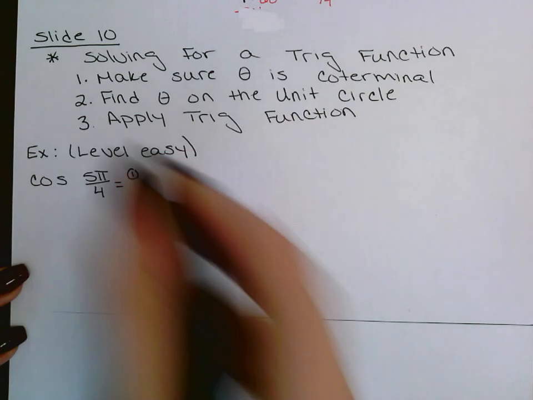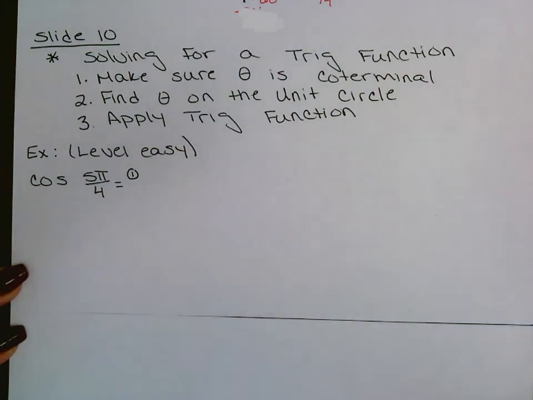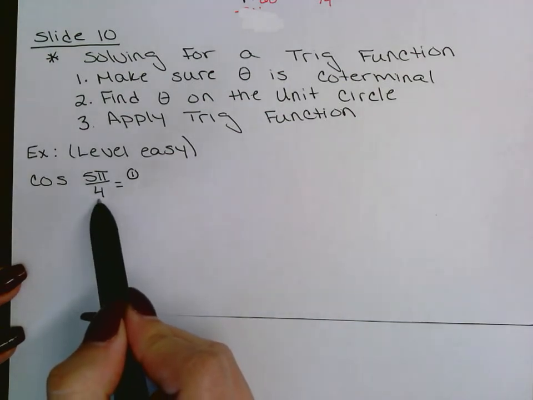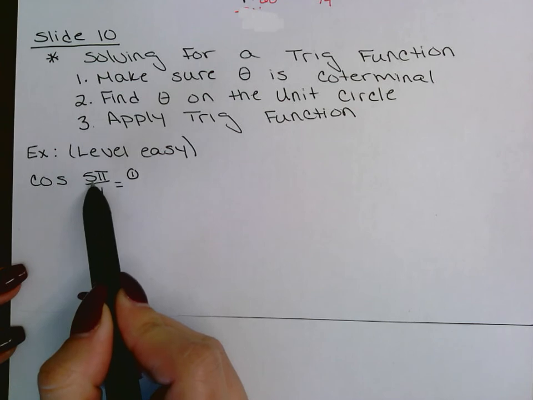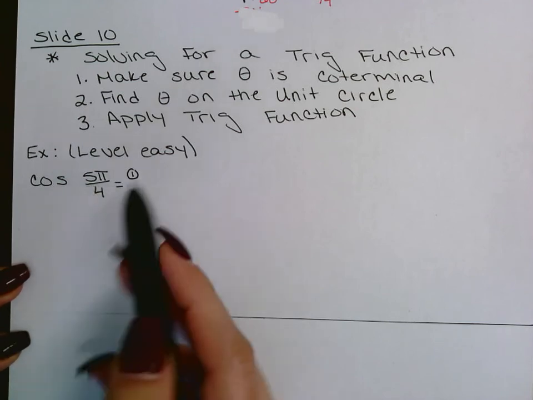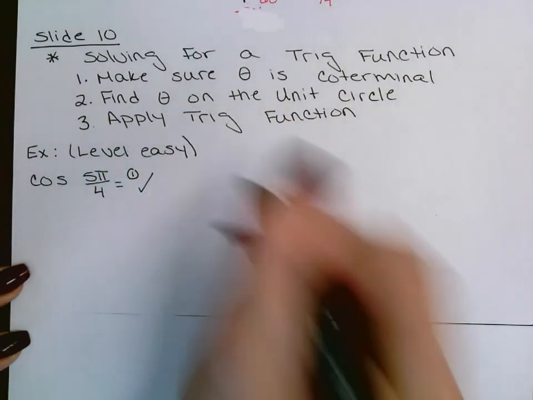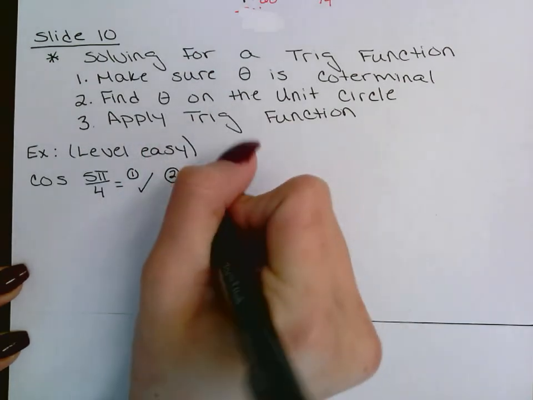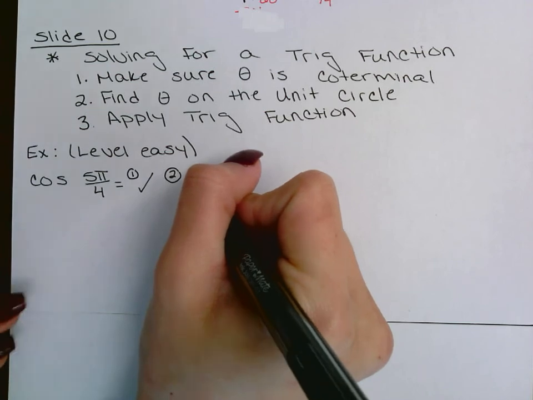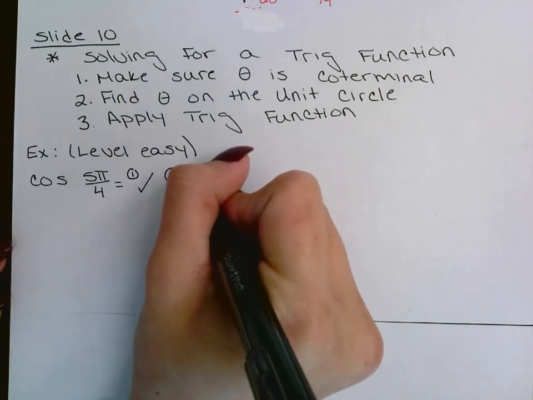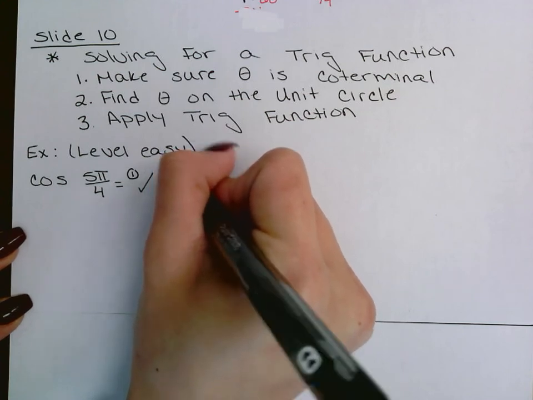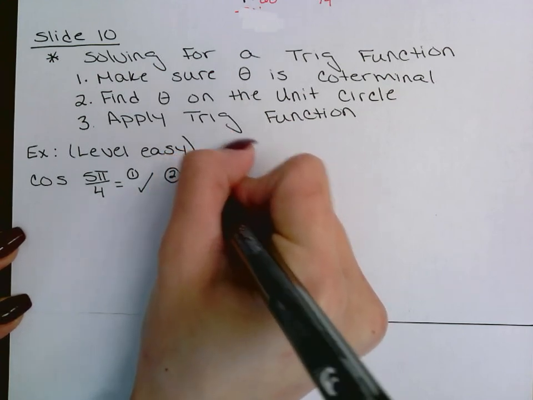You're going to see me go through all 3 steps. Is 5 pi over 4 coterminal? Yes. So remember, the way I check that is double my denominator would be 8. Does 5 surpass 8? Nope. So I am good. I am within the 2 pi. Step 2, find theta on my unit circle. What quadrant is 5 pi over 4 in? Quadrant 3. That numerator is 1 more than my denominator.